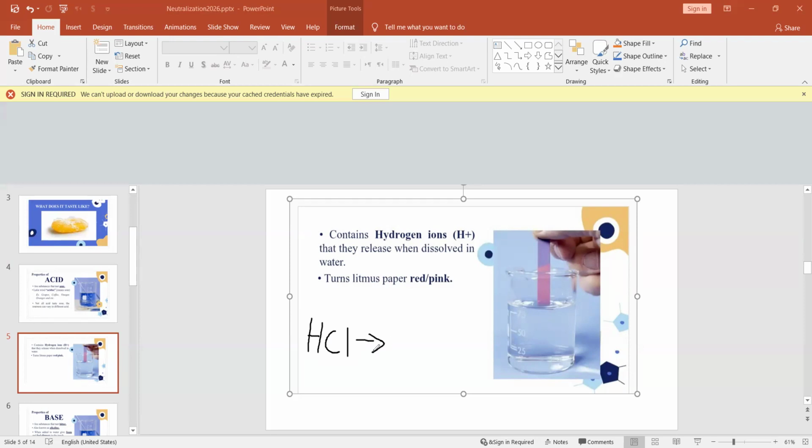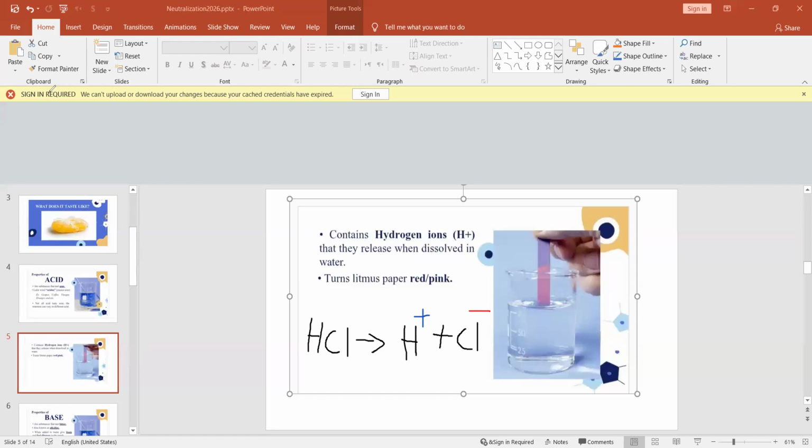When we put that under the decay process, what will happen to it? It will separate into hydrogen and chlor. But the main property is that this hydrogen is a positive ion, and this chlor is a negative ion. Why is it negative ion?